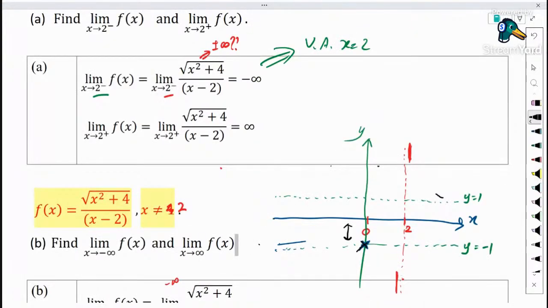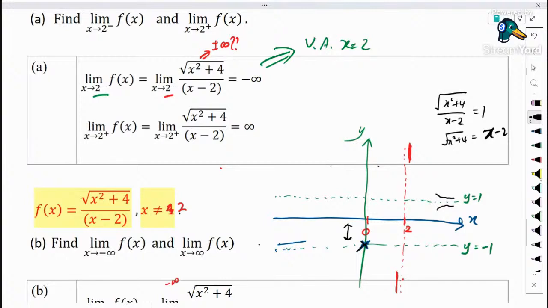So maybe the graph is above it or below it. So which one is more appropriate? Maybe we can try to have a quick check. Is it possible that I have the case of square root of x squared plus 4 over x minus 2 equals 1? Can I get a result from here if I try to do the calculation? And maybe you can try to make use of a calculator to solve the answer. Is it possible to have this solved? And then you can decide whether the graph is above or below.